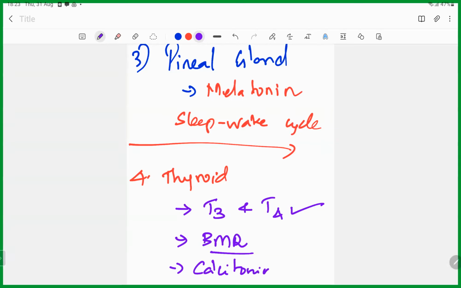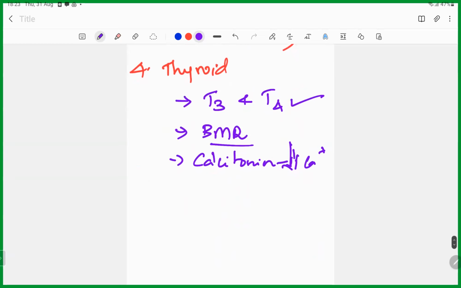What is the function of calcitonin? It lowers the calcium level in the blood. Okay, it reduces the calcium level in the blood. So what does it do? It increases calcium absorption in the bone. So that's the function of calcitonin. Okay, fine.